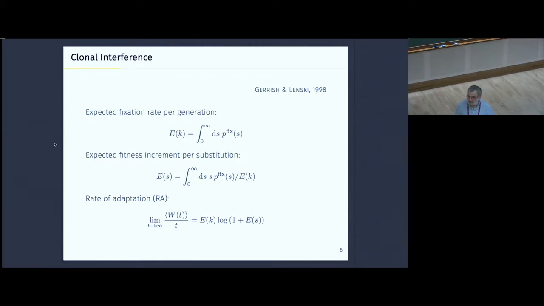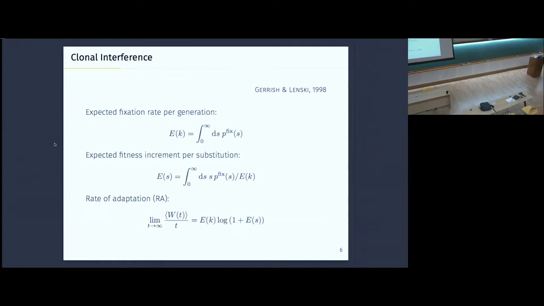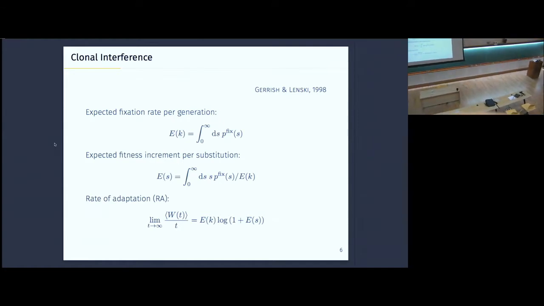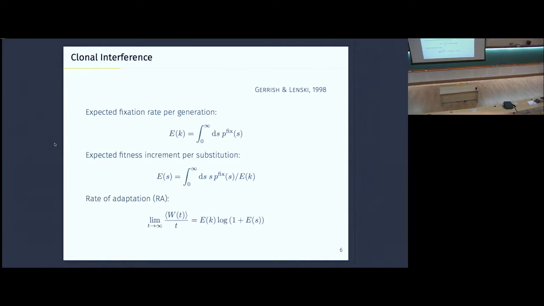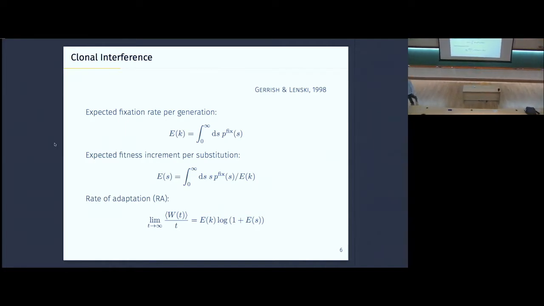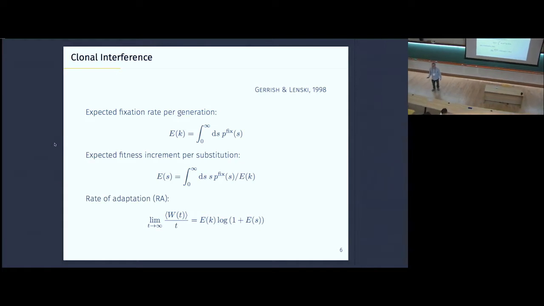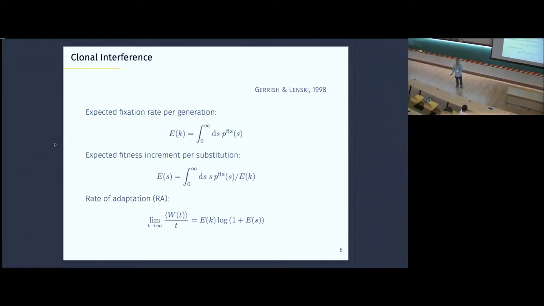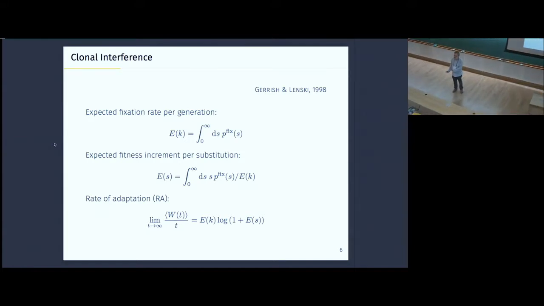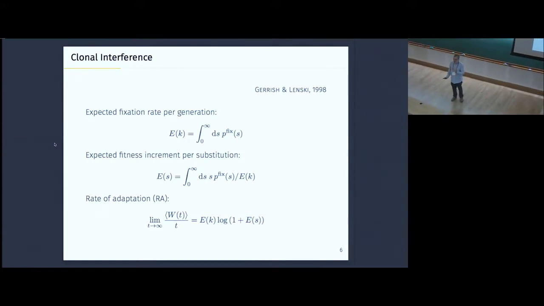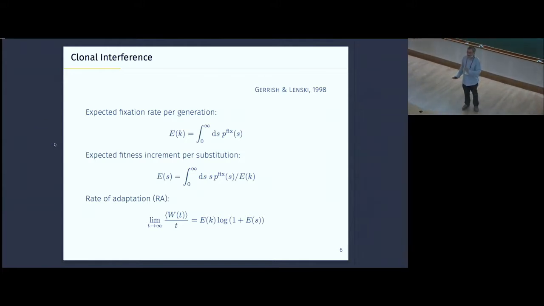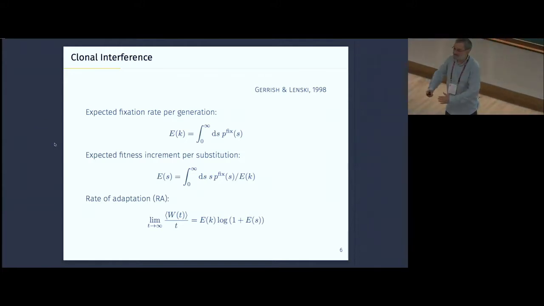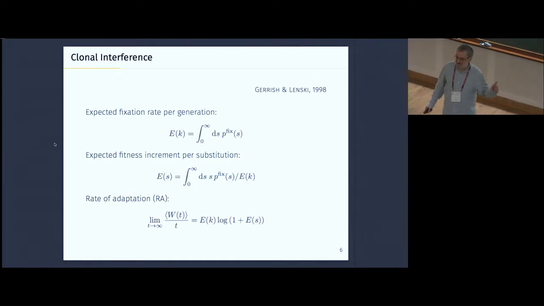Okay? Yes, please. Yeah, usually it's a small number. Absolutely, yeah. But if you have a large population, what you can have is that you have one substitution and many variants get fixed at the same time. We'll see just in a moment.